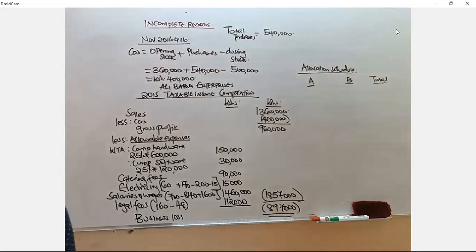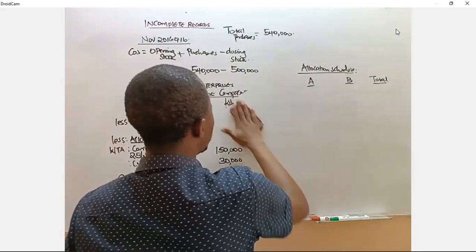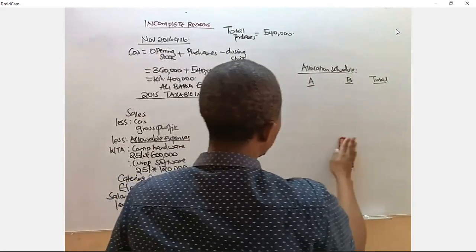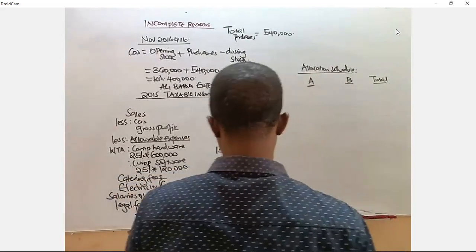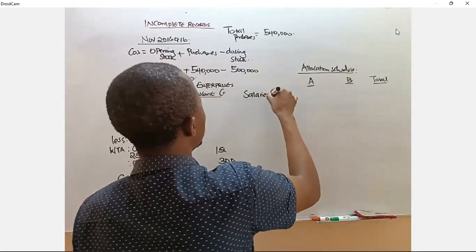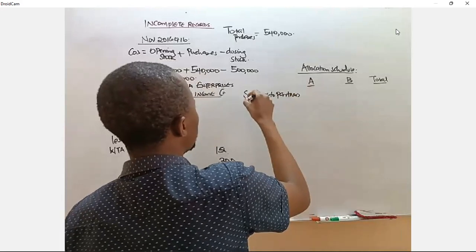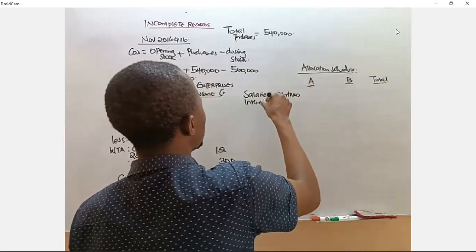Good. Now, in this case, let me just clear it here. We know very well that the items which we normally include in the allocation schedule are, first, salaries to partners if it is given. Salaries to partners. We have interest on capital.